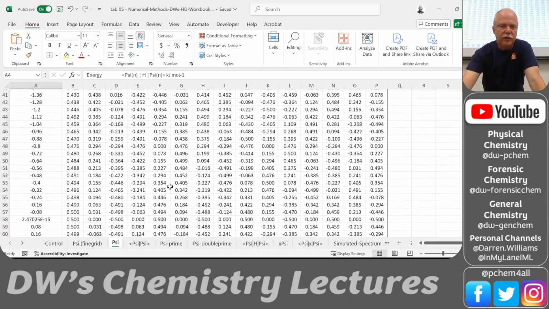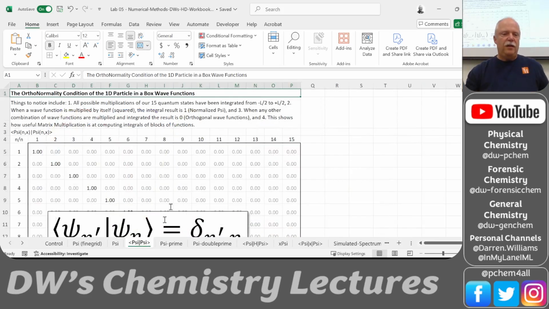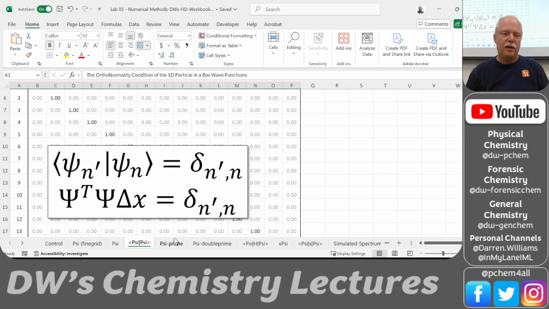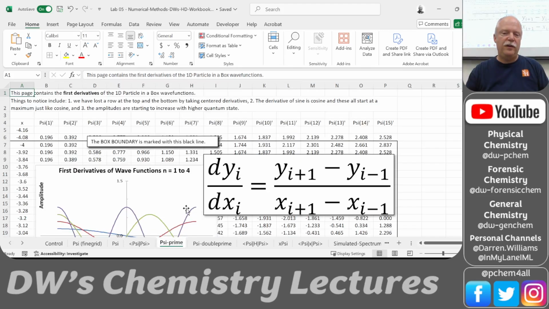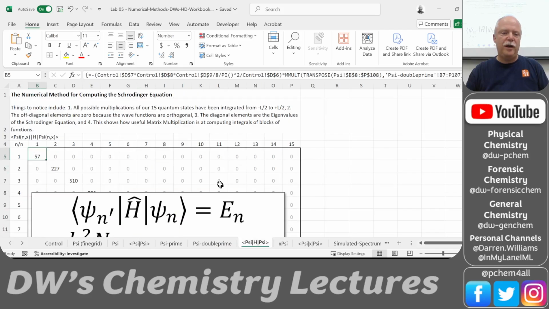So this is the wave function page. This is the Kronecker delta page. Look at that. All the diagonals are 1, and everything that's not a diagonal is 0. The non-diagonals are any wave function times any other wave function, but the diagonal is wave function times itself. So it's normalized and orthogonal. Here's the first derivative page, here's the second derivative page, and here's the Schrodinger page.